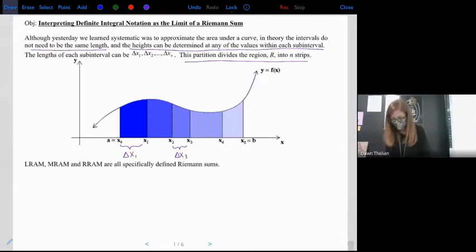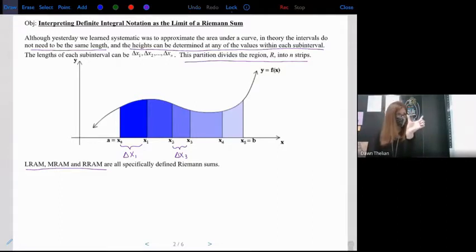LRAM, MRAM, and RRAM are all specifically defined Riemann sums. So this idea that we could have any amount or any size base and any y value as the height is the idea of a Riemann sum, that we're going to add up all of these rectangles. Now, as our biggest rectangle then, let's look at our widest or the biggest base.